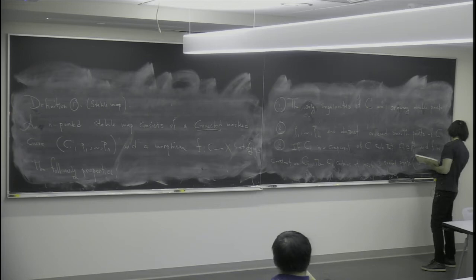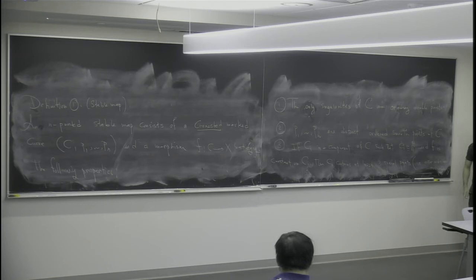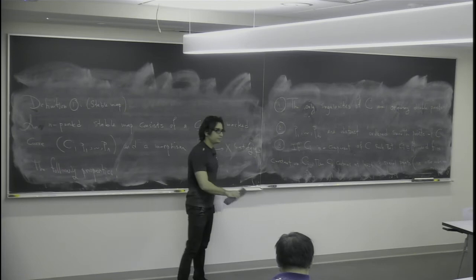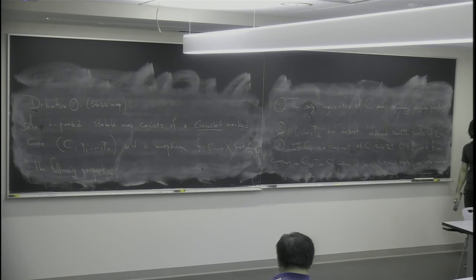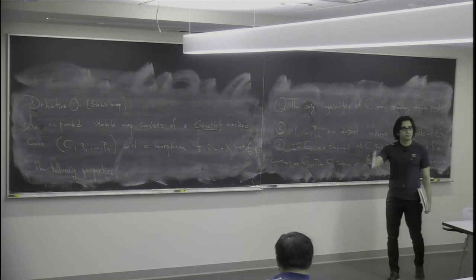So another way of, maybe I add this and then I reinterpret this part. If C has arithmetic genus 1 and n is equal to 0, then F is not constant.